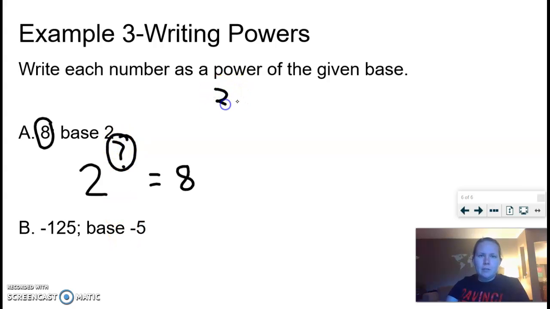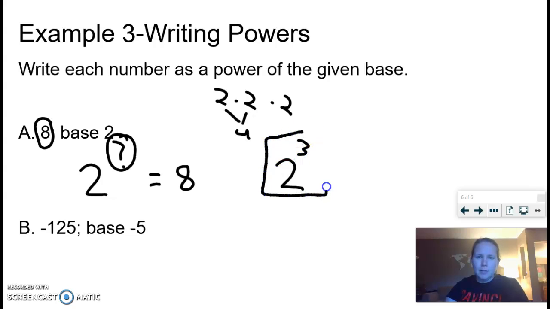So let's think. I've got 2 times 2 would give me 4, times 2. That gives me 8. So my base is 2. There are then 3 2's, so I'd have 2 to the 3rd as my answer.